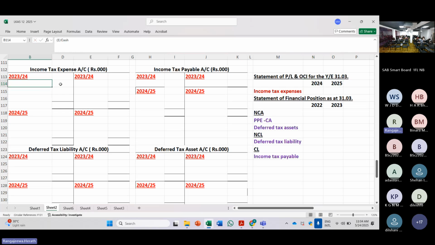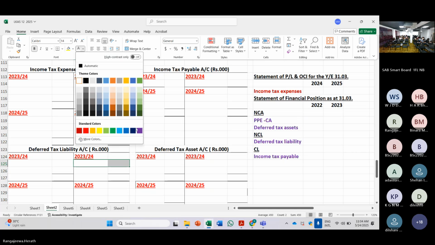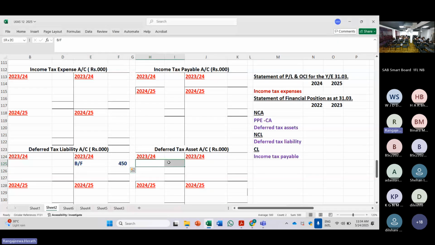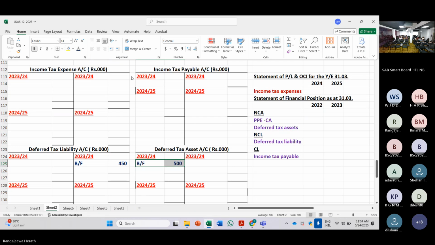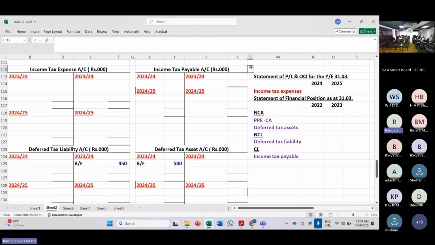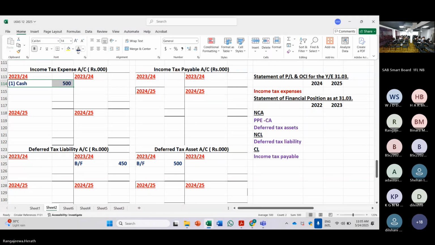So the income tax paid under self-assessment. Now the deferred tax liability has an opening balance of 450, and the deferred tax asset has an opening balance of 500. Those are given, right? We have to record them to start. Opening balance of deferred tax asset and liability. Tax expense, no opening balance because it's an expense account. 500 paid under self-assessment. Total 825. So 325 payable, we can transfer that into the payable account.